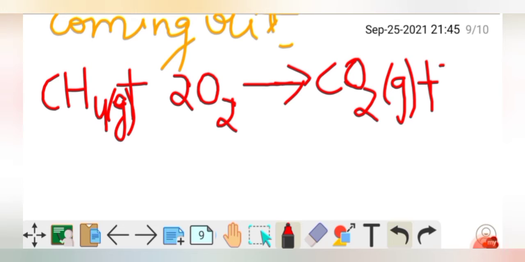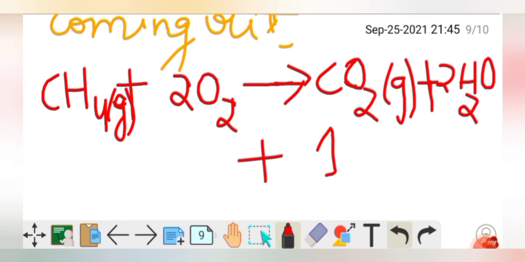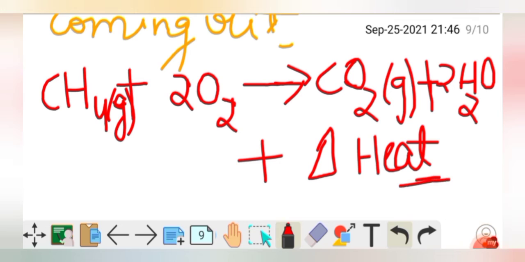2H2O plus heat. Heat is evolved. Okay, you can write it here, heat. So if methane reacts with oxygen, it forms carbon dioxide and water plus heat. So here heat is formed, so it is exothermic reaction.